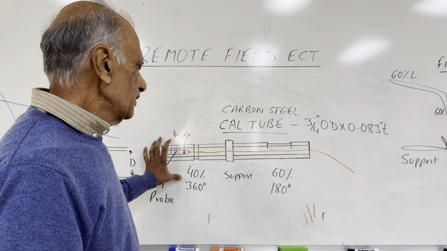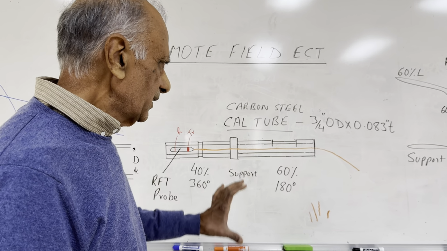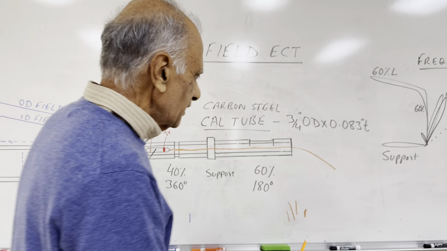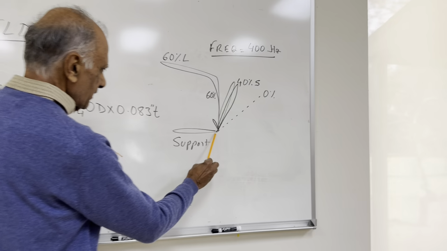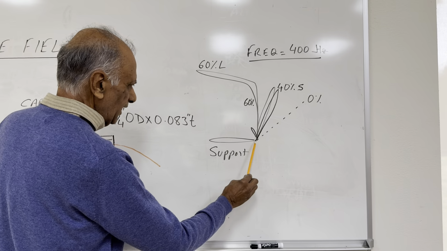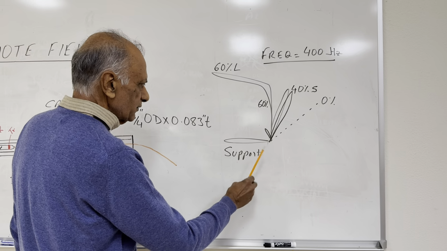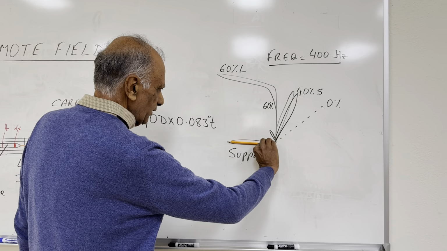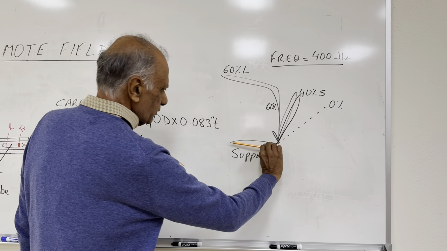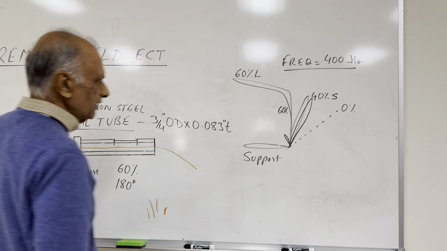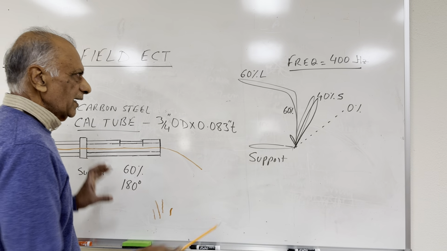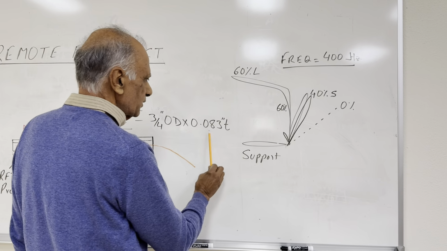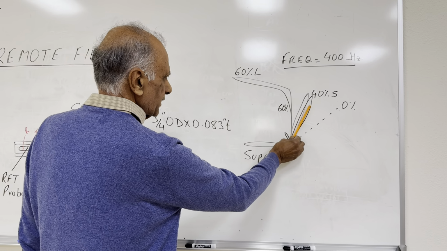So the signals which we will receive are going to be displayed on the screen like this. The support plate signal will be something like this, and what we do is we rotate the signals so that we bring the support plate to 0 degrees. So when we bring this to 0 degrees, then the 40% at 400 hertz on this tube will show up something like this.